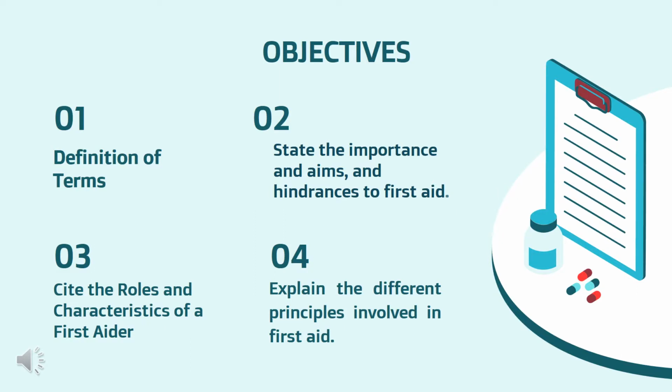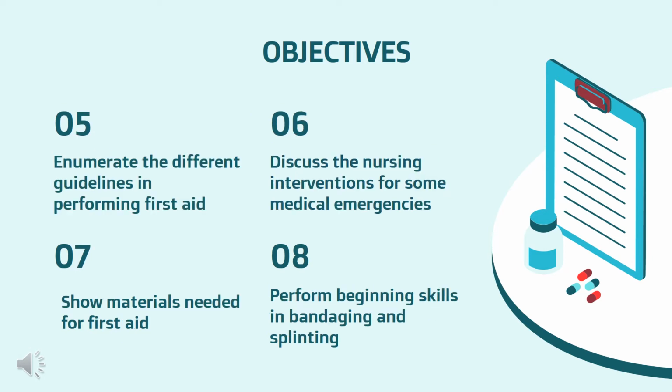For the objectives, we have: 1. Definition of terms. 2. State the importance and aims and hindrances to first aid. 3. Cite the roles and characteristics of a first aider. 4. Explain the different principles involved in first aid. 5. Enumerate the different guidelines in performing first aid.